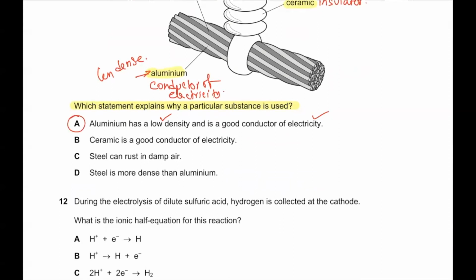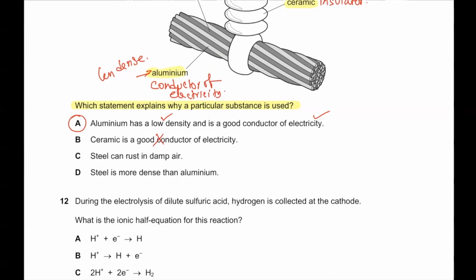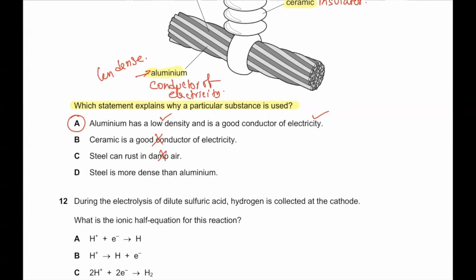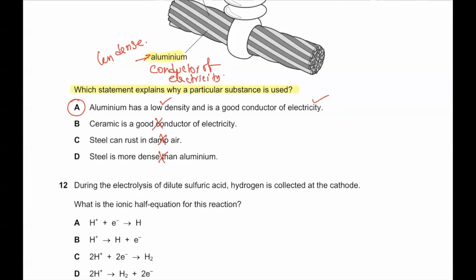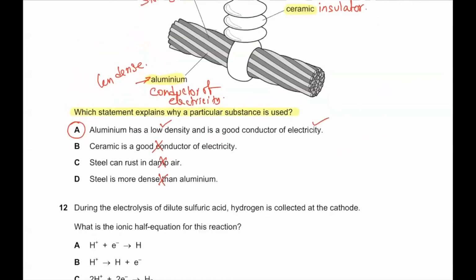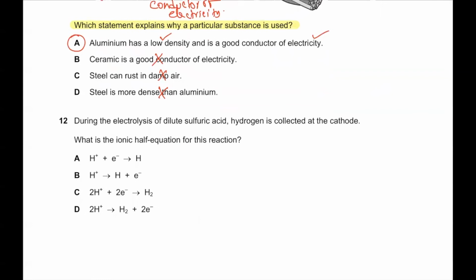Guys, I'll let you know why the other ones are not the correct answer. Ceramic is a good conductor of electricity. As we have already discussed, it's an insulator. Steel can rust in damp air. We know that that cannot be a purpose for using it over here. Steel is used to provide strength. So steel is more dense than aluminium. Yes, we know that. However, it does not serve its purpose. All right, its main purpose is to provide strength, which is not mentioned here. So question number 11, A is the correct answer.